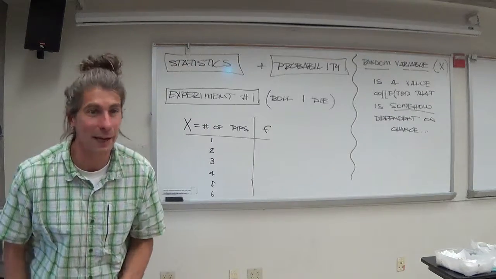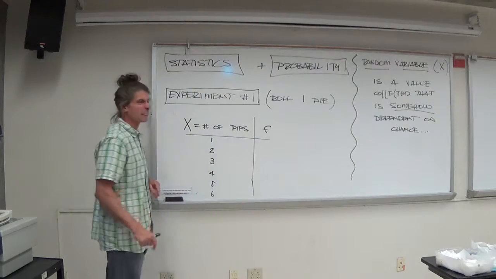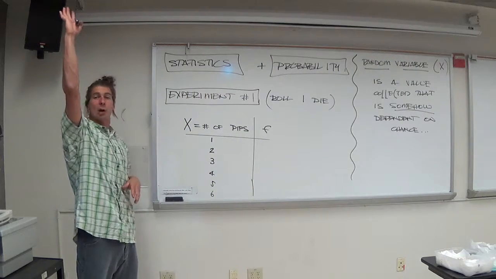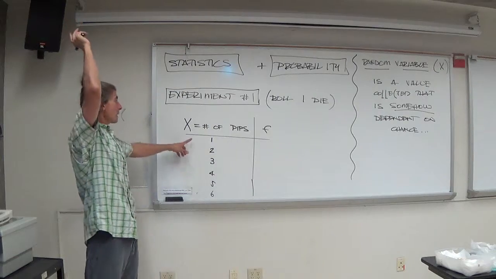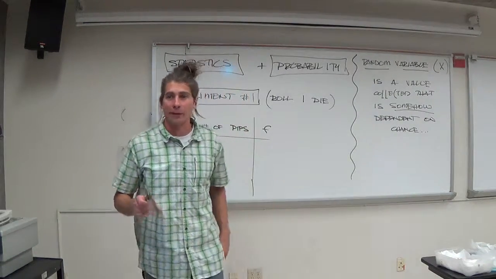Okay, let's collect our data. Enough jibber jabber. I want to collect the frequency column. I want to collect the frequency count. Raise your hand and show me with a number of fingers how many ones we got. How many ones did we get? Now, this is the hard part. I have to count these.